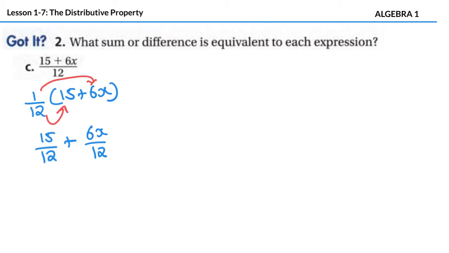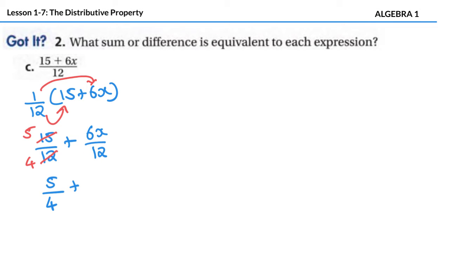Now, can we simplify this? We can. Which number can divide both these numbers, 15 and 12? 3. Great. So, 3 how many times is 15? 3 five times is 15. 3 how many times is 12? 3 four times is 12. So the new fraction over here is 5 over 4 plus, let's come over here.